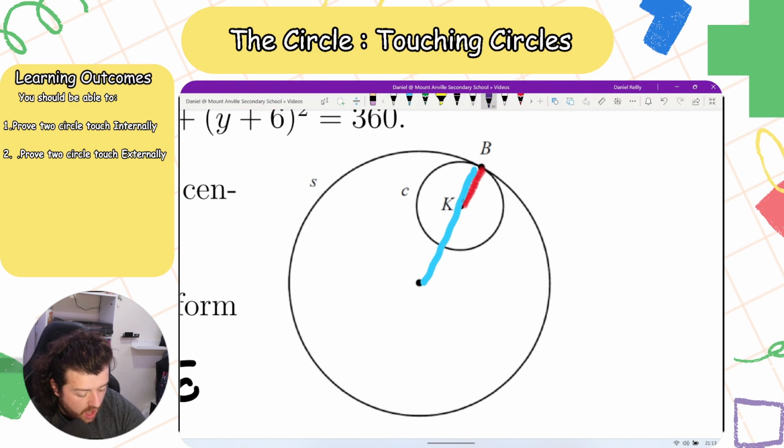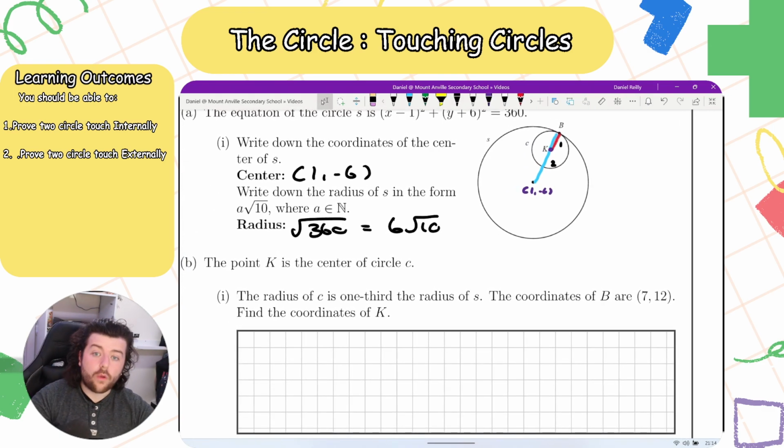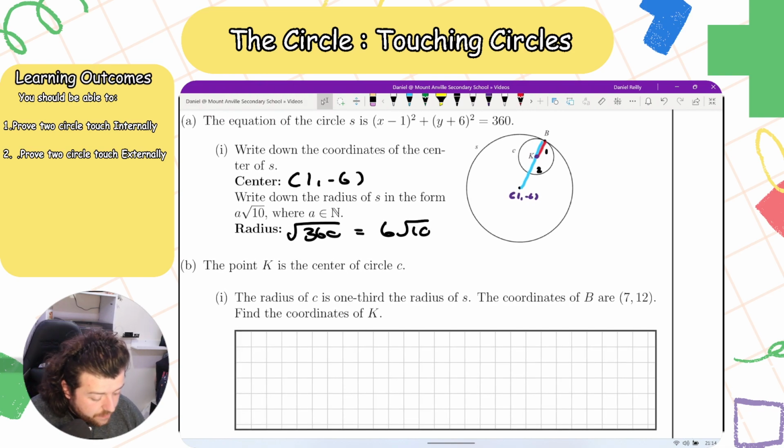So what's happening? Point K is splitting the line from B to the center (1, minus 6) in the ratio 1 is to 2, or 2 is to 1. This is 1/3, and then this represents 2/3 of the entire radius. So there's two ways we can do it. We can do translation, or we can use the ratio, a point splitting a line in a given ratio. I'm just going to do splitting into a certain ratio.